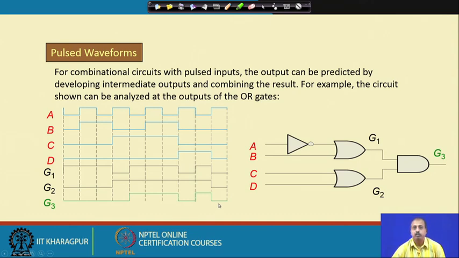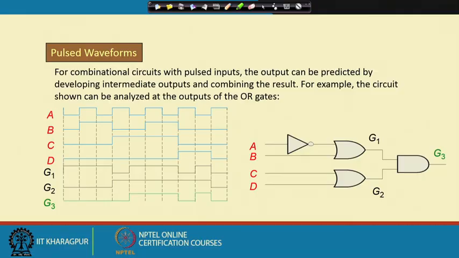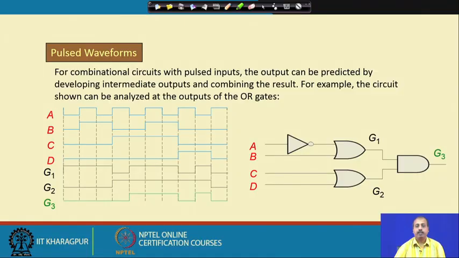Very often we will be drawing these pulsed waveforms for combinational circuits. Given the input, we will proceed step by step drawing the pulsed output for each of the gates, and finally, we will reach the primary output, and there we get the overall output for the system.